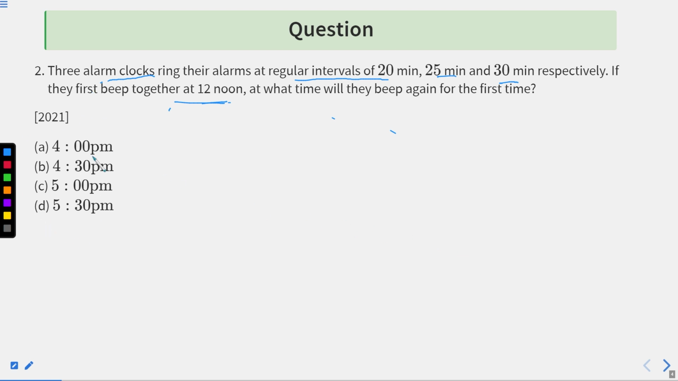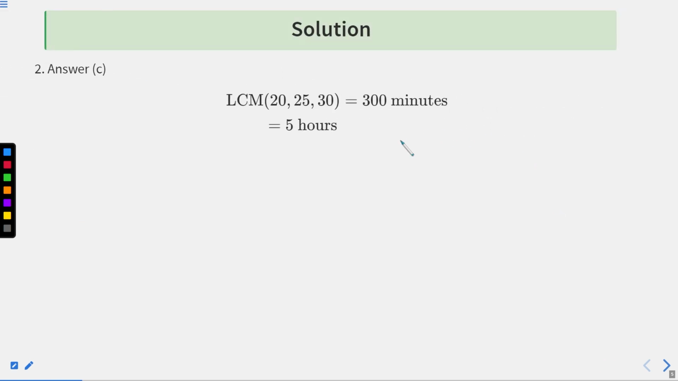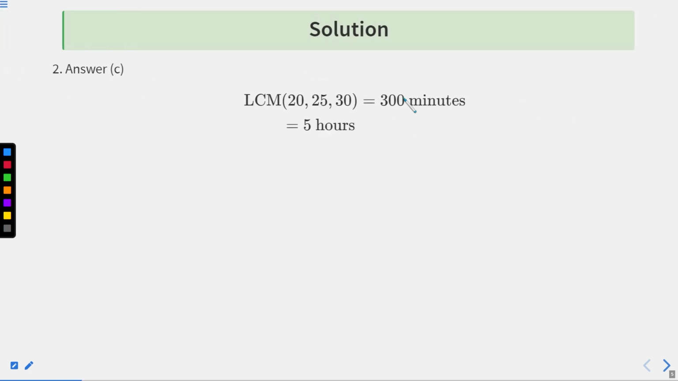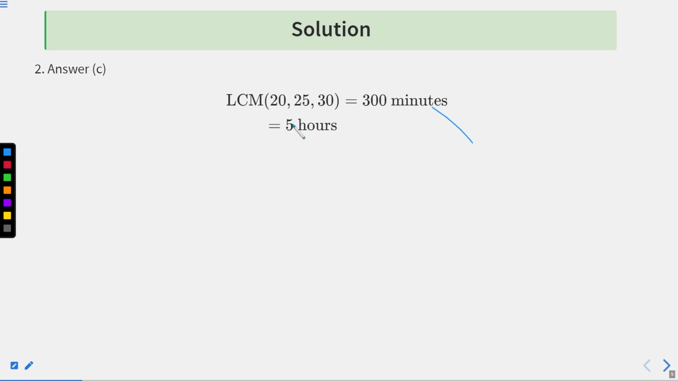Here we have been given 4 options: 4 p.m., 4:30 p.m., 5 p.m., 5:30 p.m. So for finding the time at which they will beep again for the first time, we'll use the concept of LCM. Here we have been given the regular intervals 20 minutes, 25 minutes and 30 minutes, so we have to find the LCM of 20, 25 and 30.